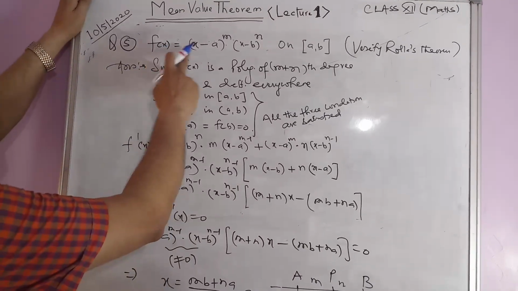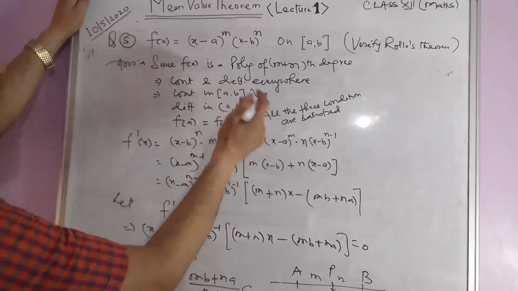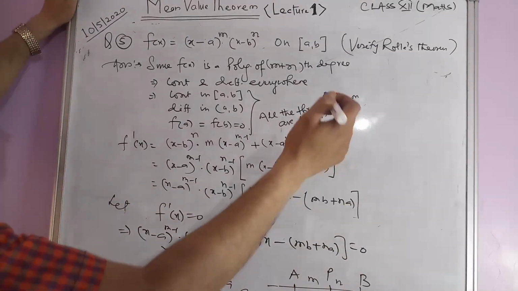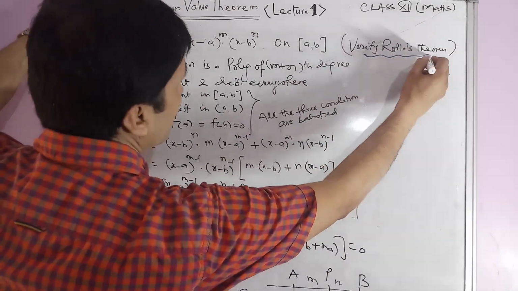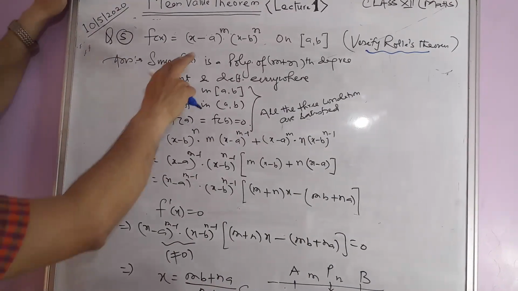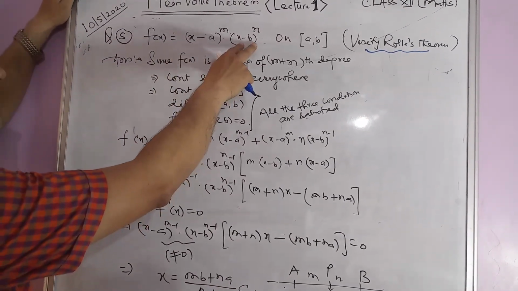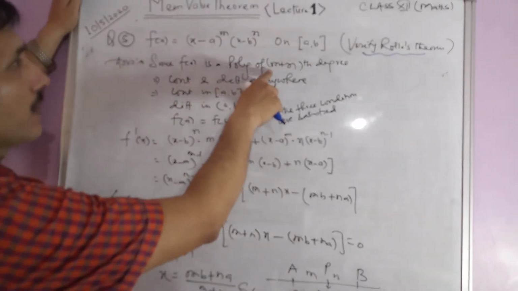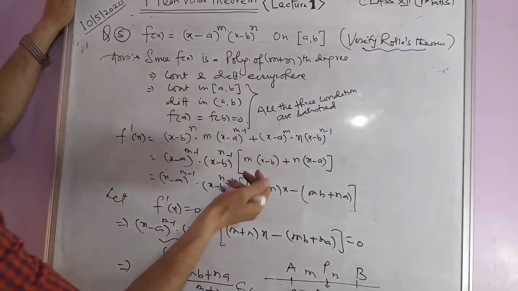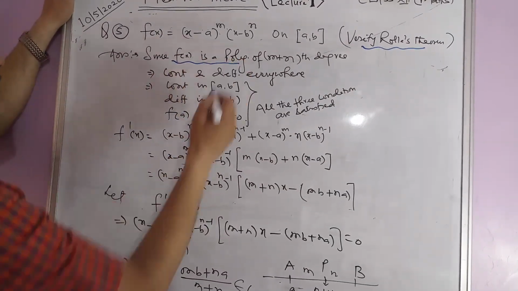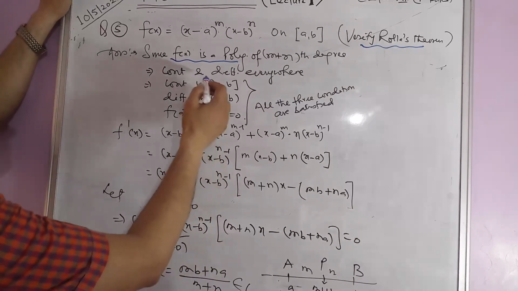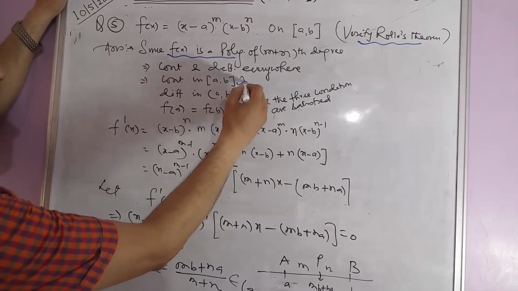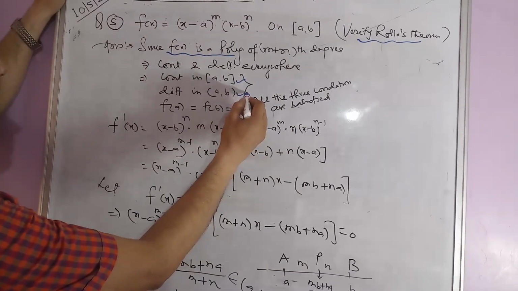Fifth question: f(x) equal to (x minus a) whole to the power m, (x minus b) whole to the power n, on closed interval ab. We have to verify Rolle's theorem here. A binomial of mth degree, a binomial of nth degree, after multiplication, f(x) is a polynomial of degree m plus n. Since f(x) is a polynomial, it is continuous and differentiable everywhere. This implies continuous in closed interval ab, differentiable in open interval ab.